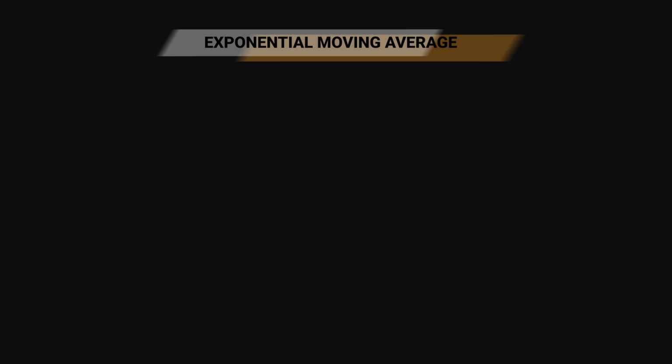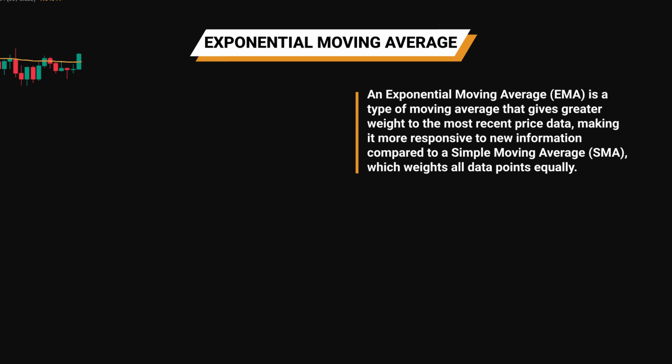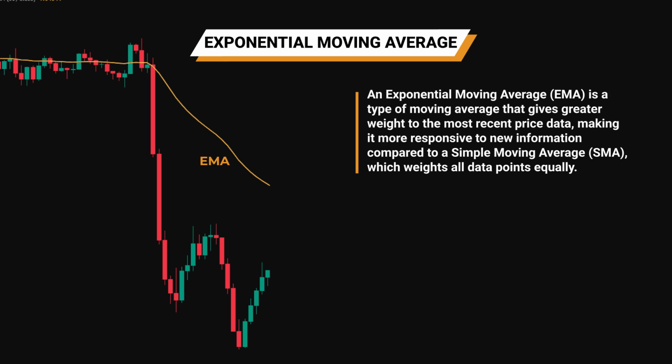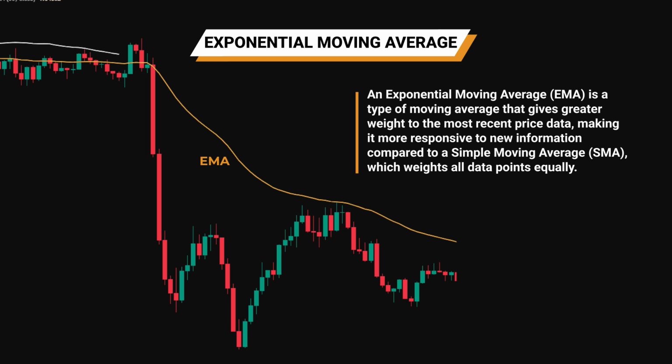Now, let's move to the exponential moving average. An exponential moving average, or the EMA, is a type of moving average that gives greater weight to the most recent price data, making it more responsive to new information compared to a simple moving average, or the SMA, which weights all data points equally.